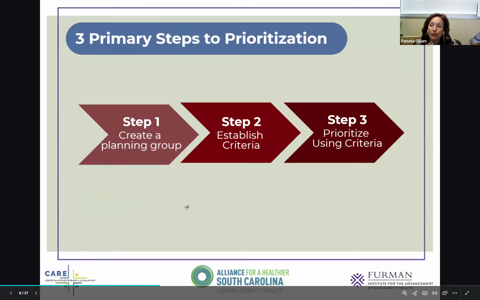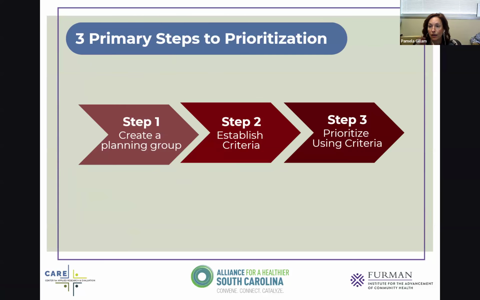Okay, three key steps to prioritization that I just want to put out there. Easy to remember, right? One is create a planning group. Get together a group made up of a diverse group of stakeholders and bring them together to plan the prioritization process. And think about including those who are affected by the community issues.